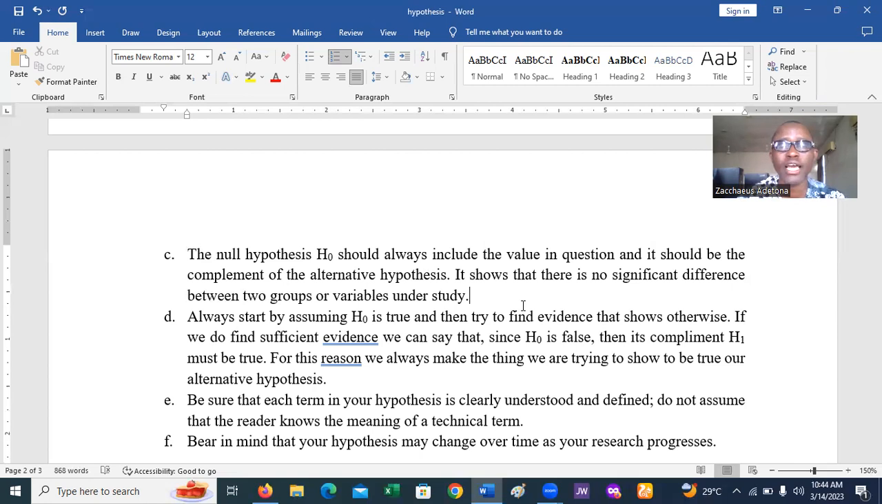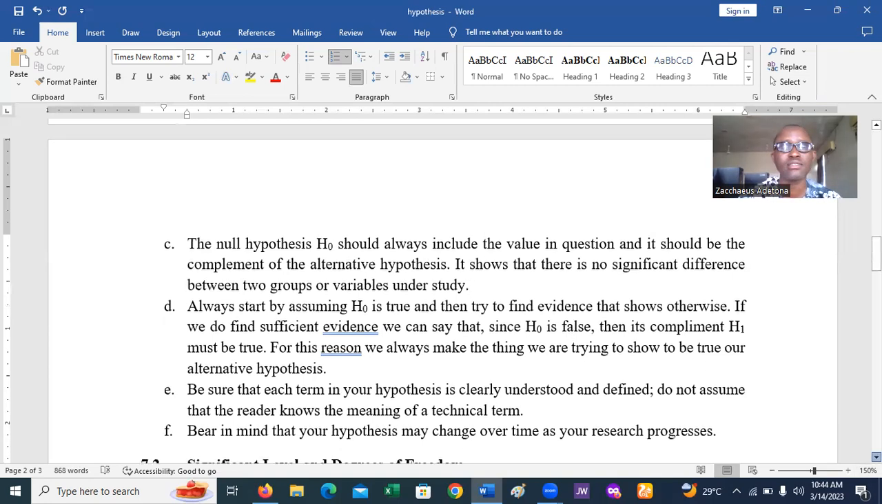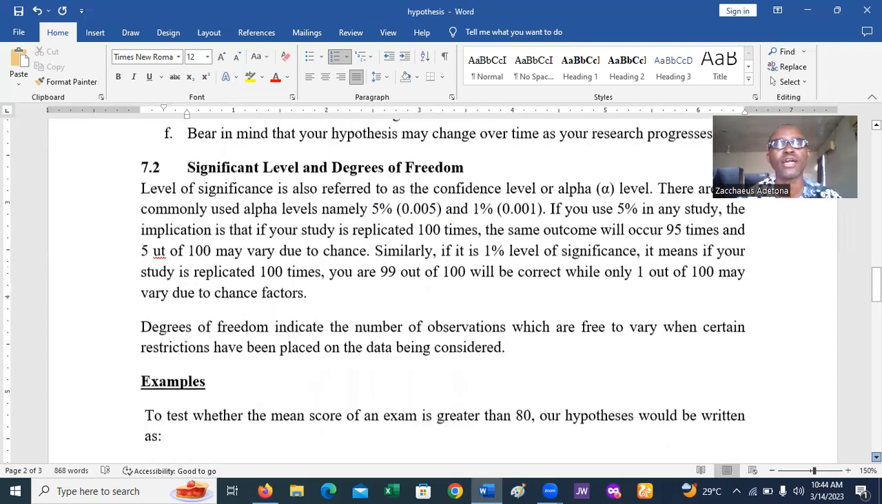And then point number F, you have to bear in mind that your hypothesis may change over time. Yes, we said a hypothesis is like a guess. So as your research progresses, there may be a need to modify your hypothesis or change it entirely, to go in the direction of the research that you are carrying out. So you have to bear that in mind. The hypothesis can change. All right.